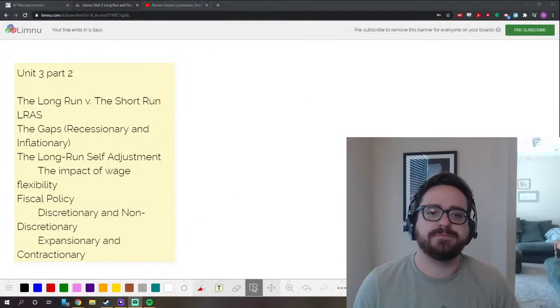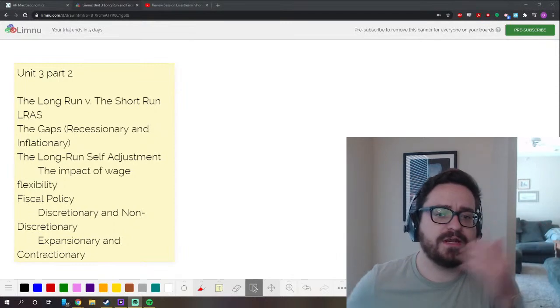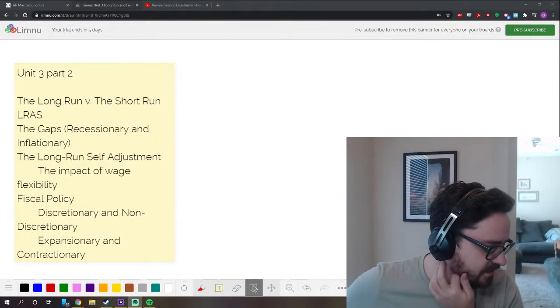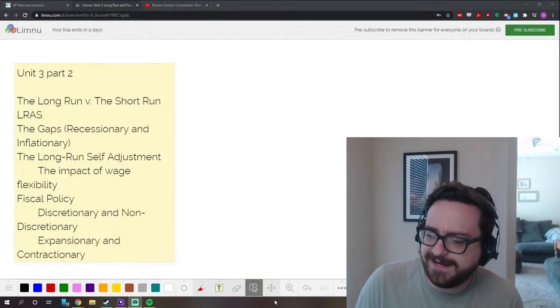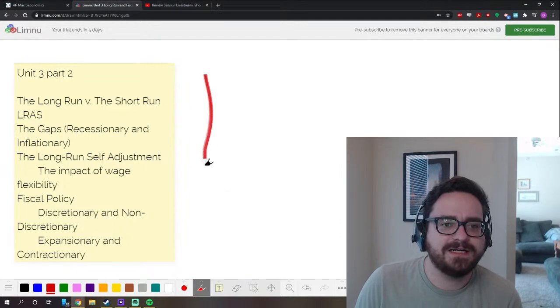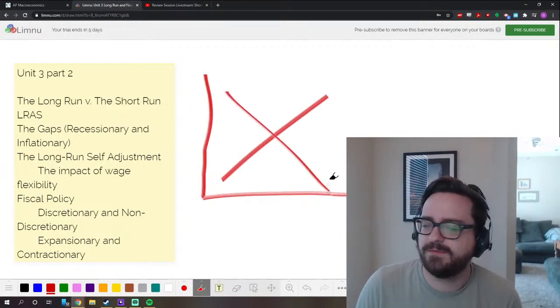I'm sorry. All right, so second half of Unit 3. Last video, we hit on the short-run aggregate demand and aggregate supply stuff. That just gave us the idea of, hey, we've got an economy and it's doing good. Let's draw it. This graph's going to look like garbage, I bet. Oh, no, that worked okay.